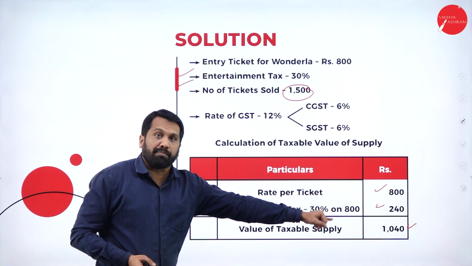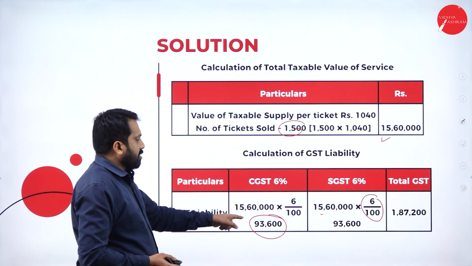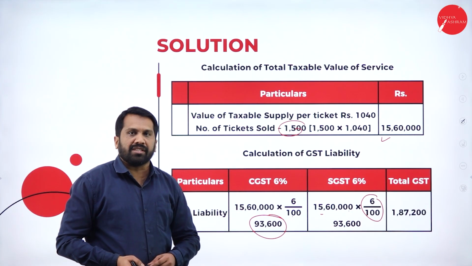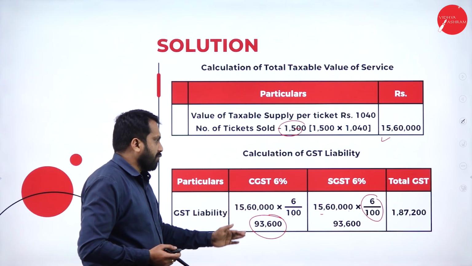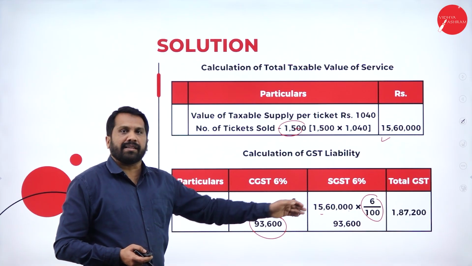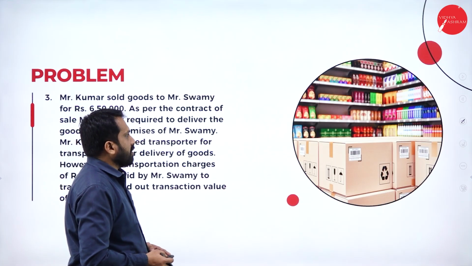You will get a total price. On the total price, you are supposed to calculate GST. Hope you are clear. On the total value, we split 6% for the central government and 6% for the state government.